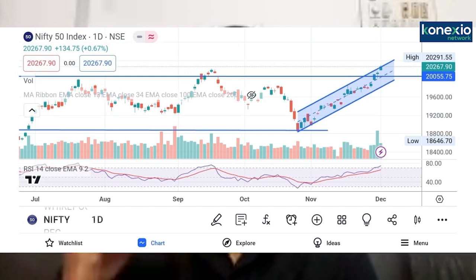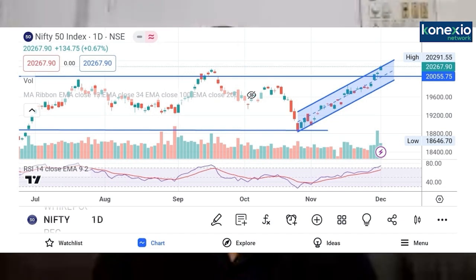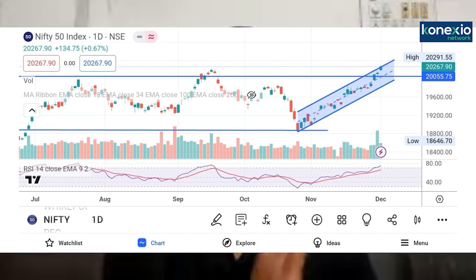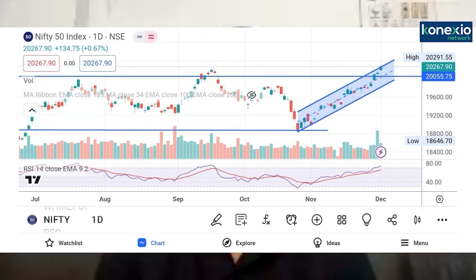RSI has also entered into the overbought territory. So definitely some kind of exhaustion could be seen at the higher levels, maybe in the next week. After a sharp rally in the last 4 trading sessions, we can expect some sort of profit booking at the higher levels. So at this level, freshly going long is not advisable.